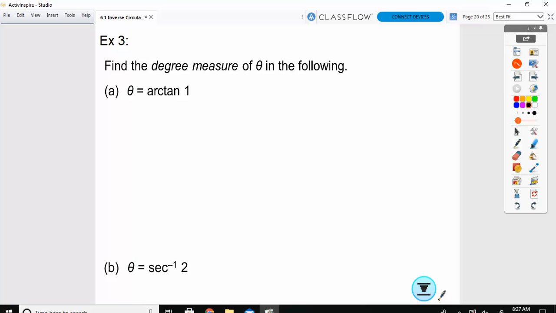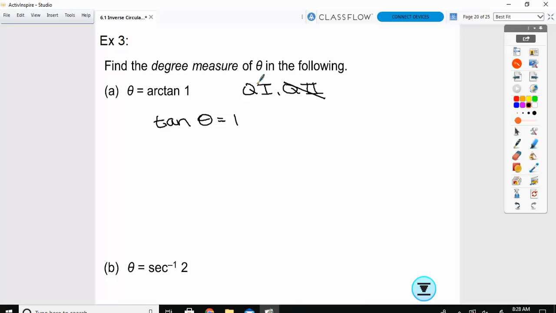So I said find the degree measure of theta. Alright, so when I see arctan or tangent inverse, I automatically know it has to be in which two quadrants. But this is a positive, so which quadrant would that be? 1. Okay, so all this means is tangent equals 1. When is tangent 1? If you think about your hand trick, that's when the square root of the top over the square root of the bottom is 1. When is that 1? 45 degrees.